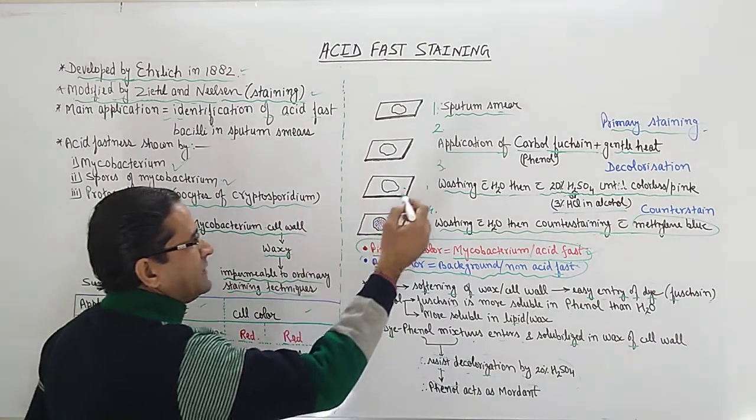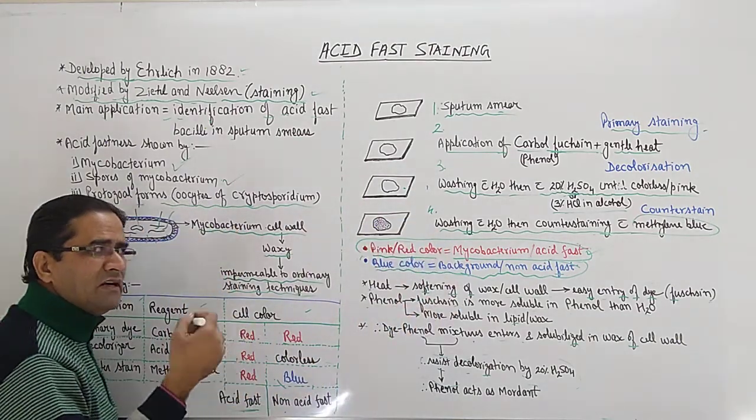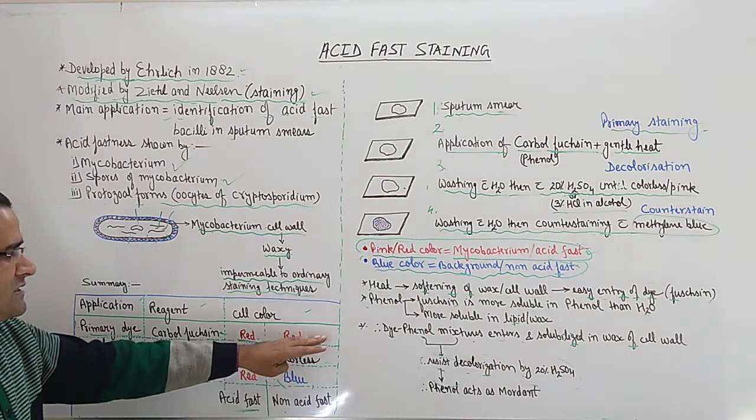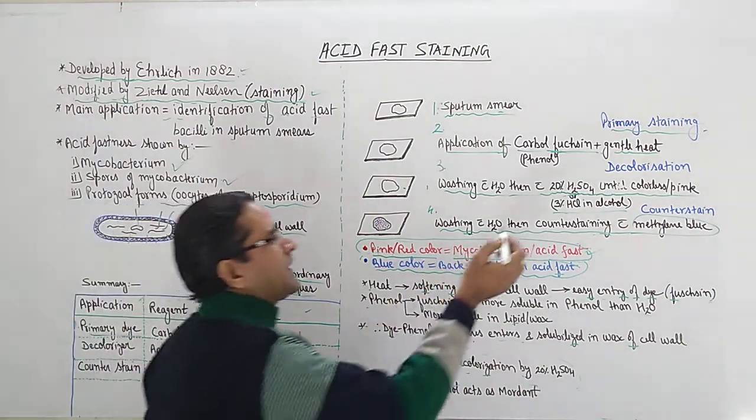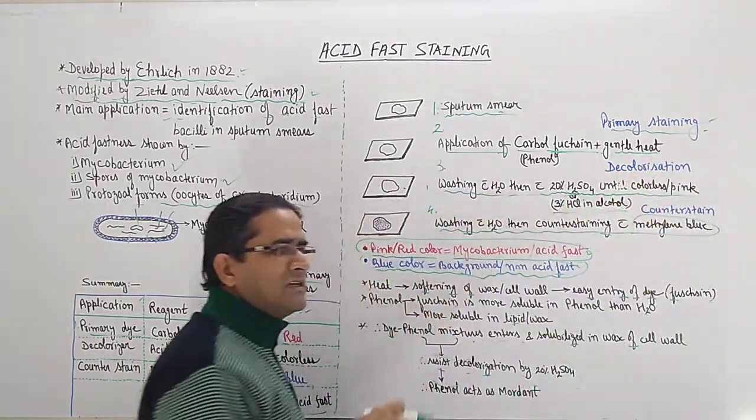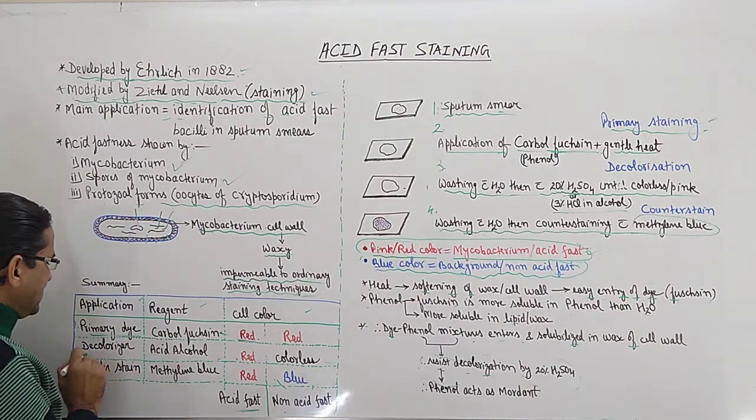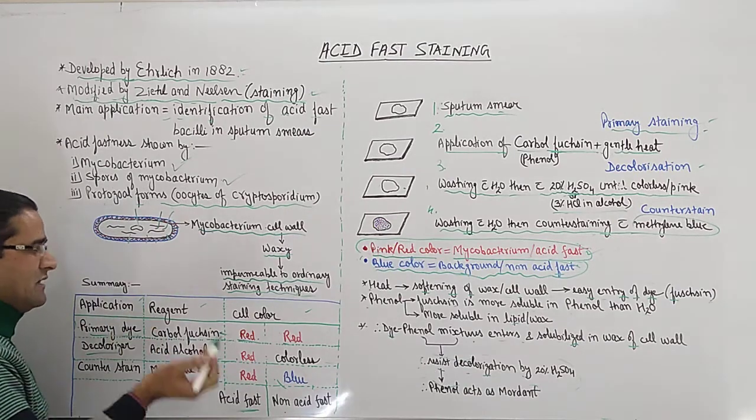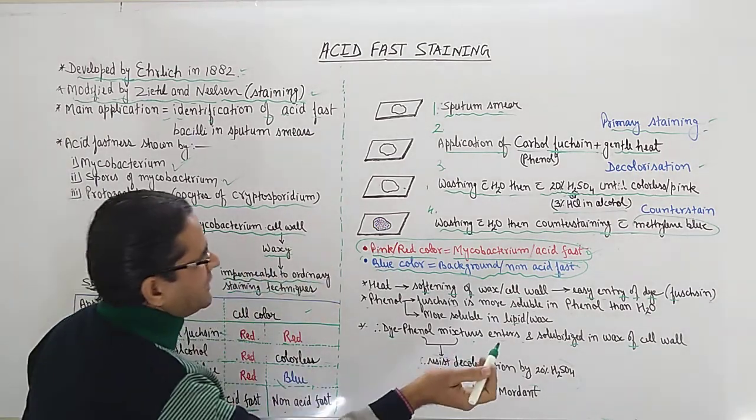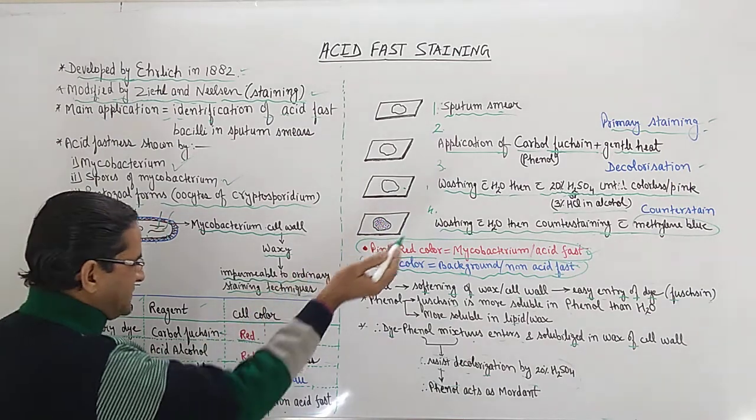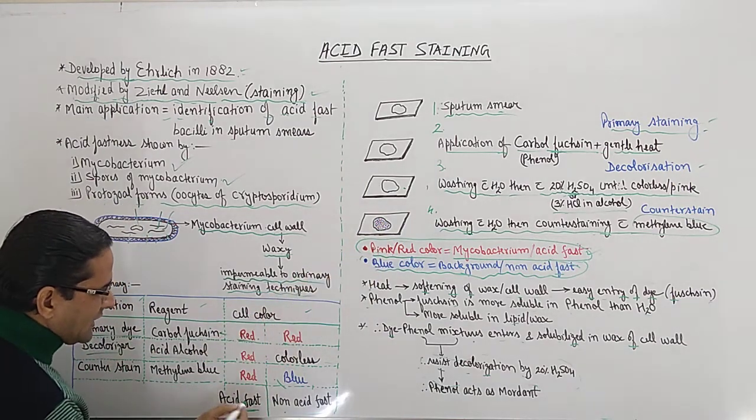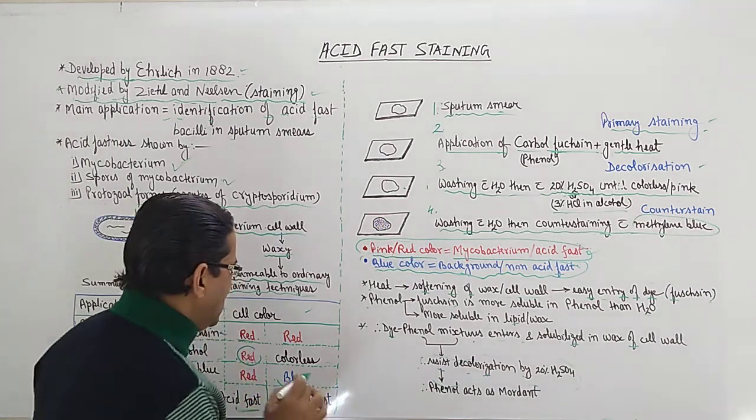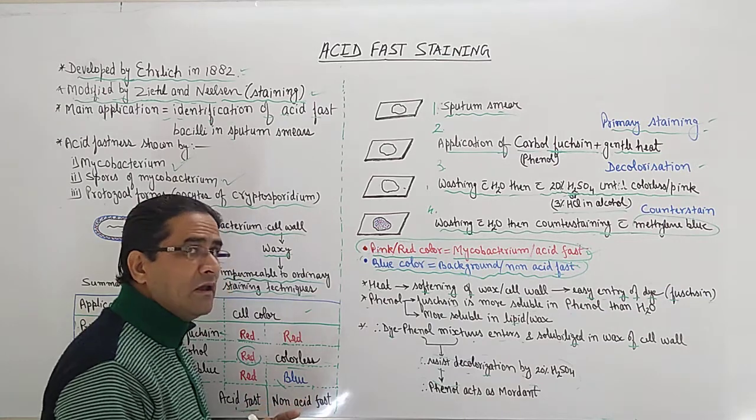Now, when the carbol fuchsin has been applied, the bacteria, if it is acid fast, will appear red. And if it is non-acid fast, it will also appear red, because this is the primary dye. Whatever comes, it will stain. Second step is decolorizer. Decolorization has been done. After decolorization, what are we using? Acid alcohol we are using. We have seen the cell color. If we talk about the acid fast, it will appear red. But if it is not acid fast, it will become colorless.